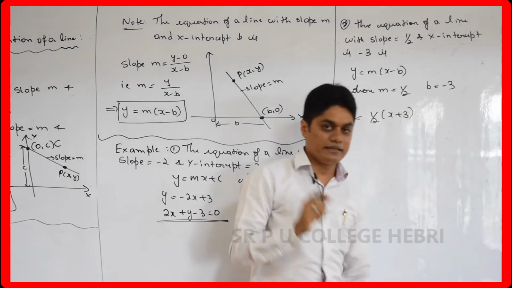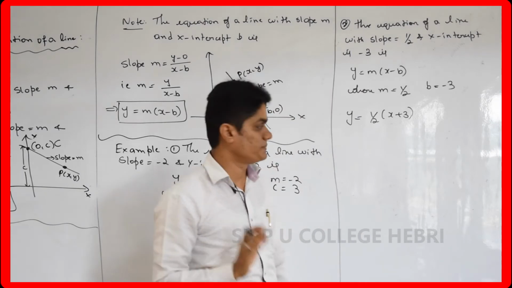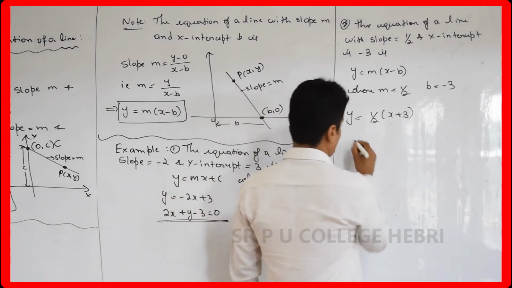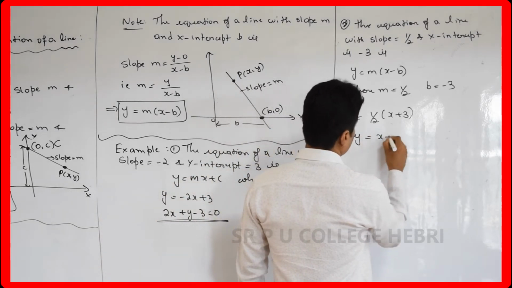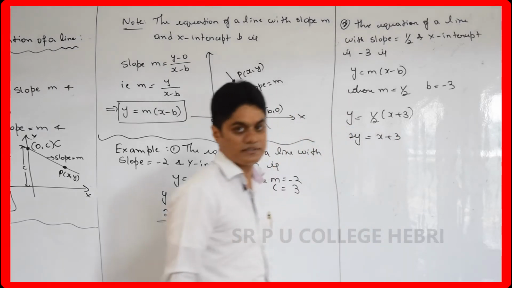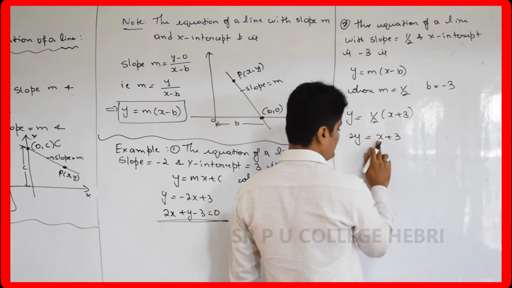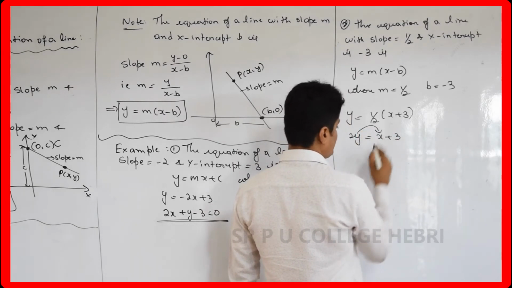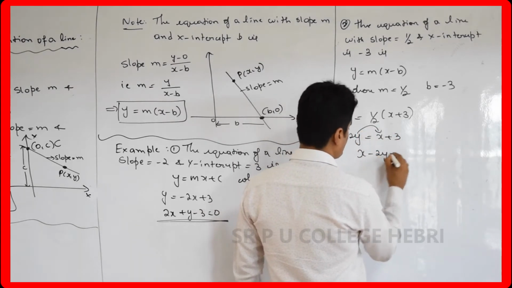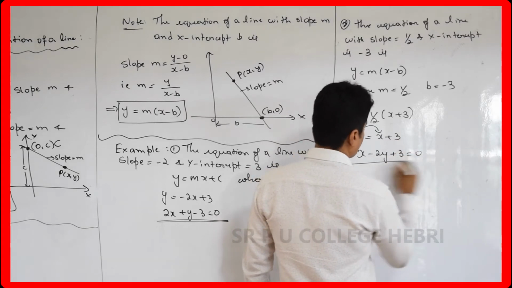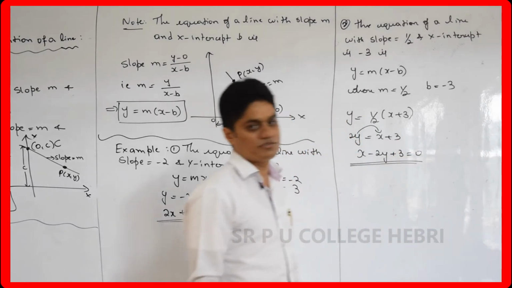Again I am telling you that the final answer must be in the form ax plus by plus c is equal to 0. So cross multiply (x plus 3), and you will get this. Now keep this in the ax plus by plus c is equal to 0 form. Since the coefficient of x is positive, bring the left hand side to the right hand side, so plus 2y will become minus 2y. So the final answer is x minus 2y plus 3 is equal to 0.